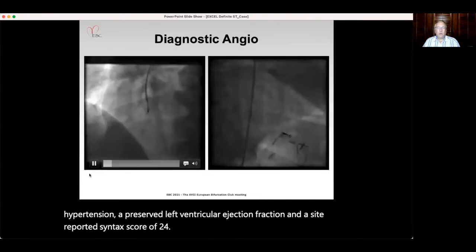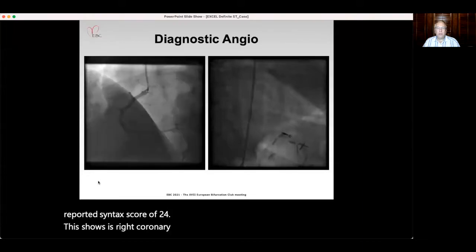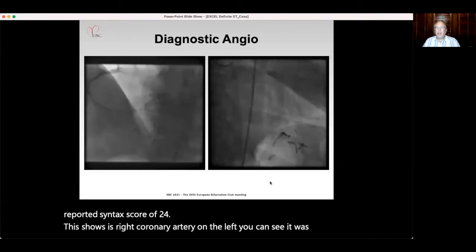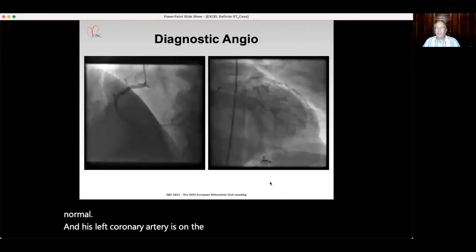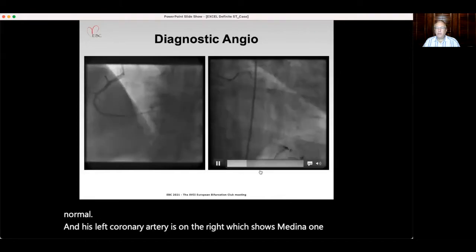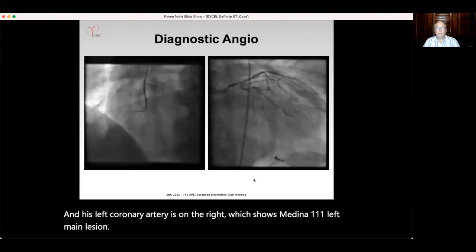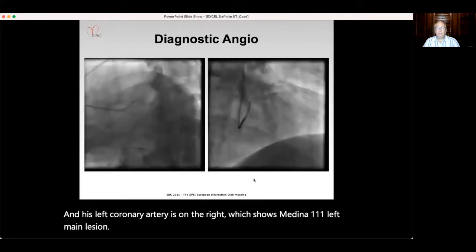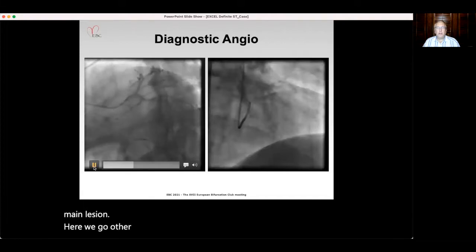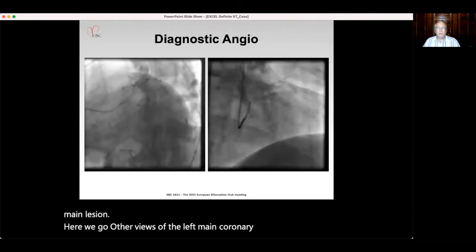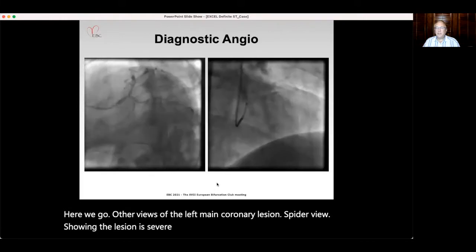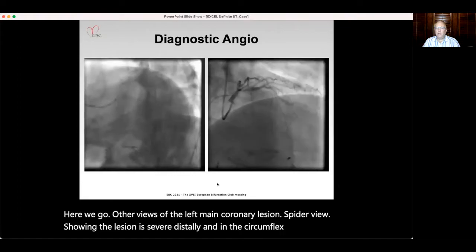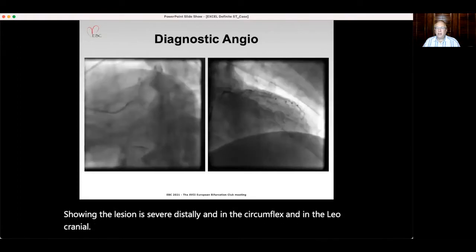This shows his right coronary artery on the left. You can see it was pretty normal. And his left coronary artery is on the right, which shows a Medina 1,1,1 left main lesion. Here are other views of the left main coronary lesion, spider view, showing the lesion is severe distally and in the circumflex, and in the cranial view, you can see LAD involvement.